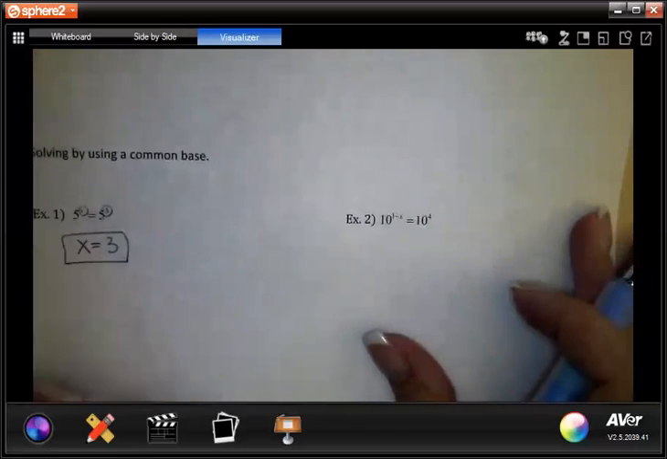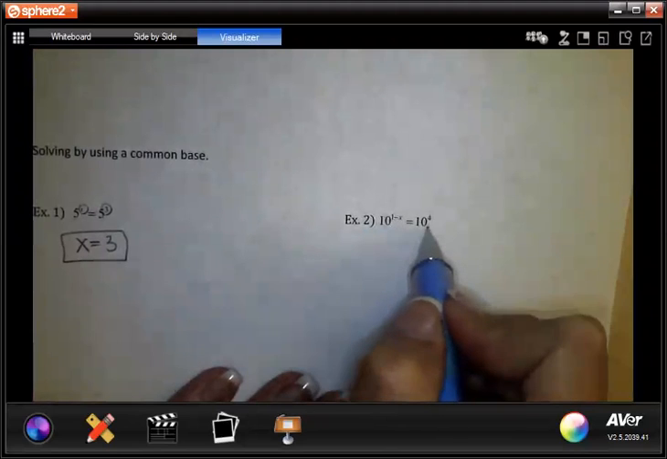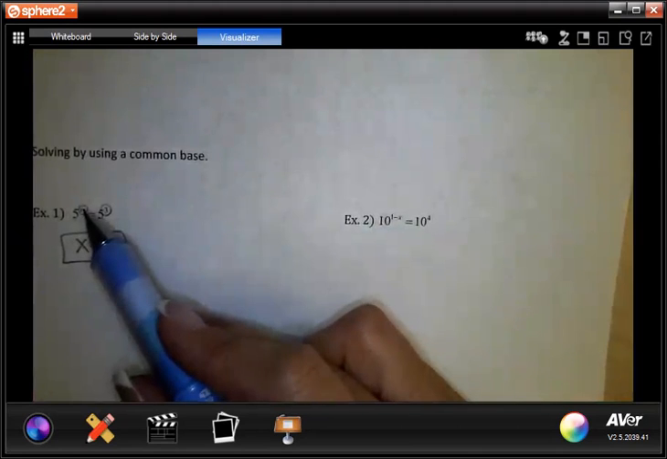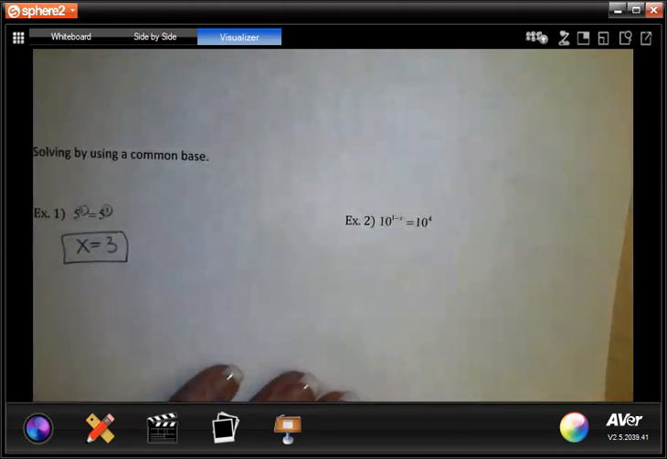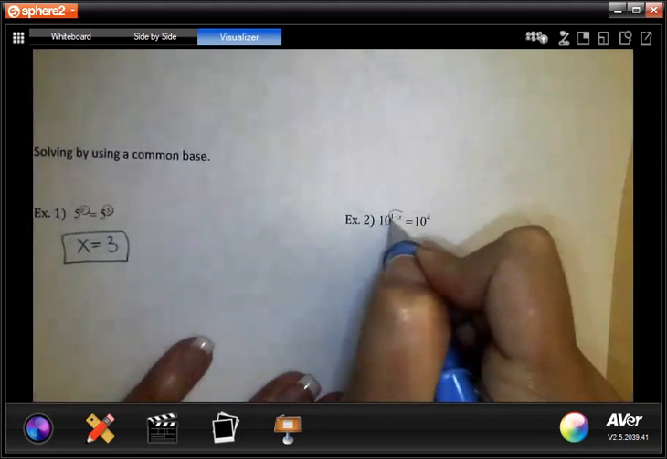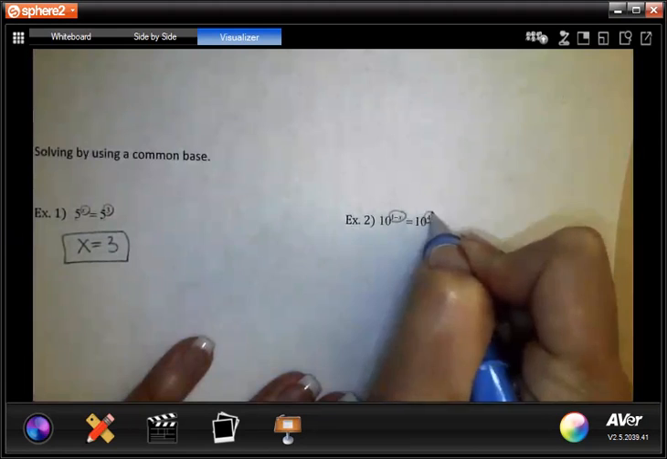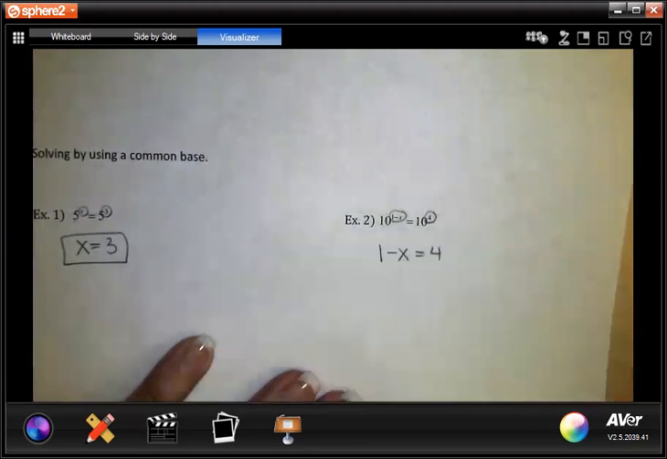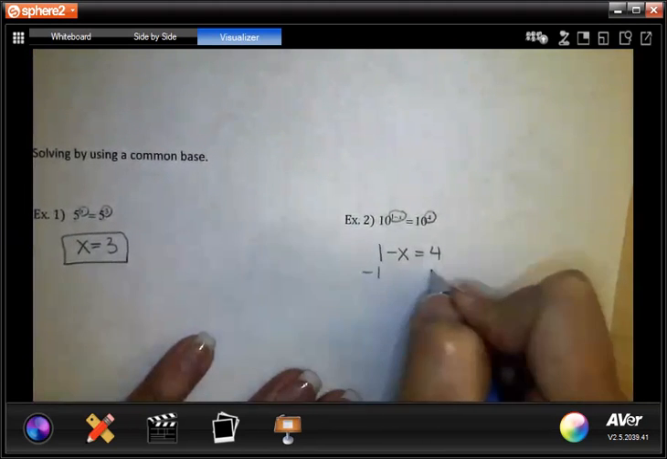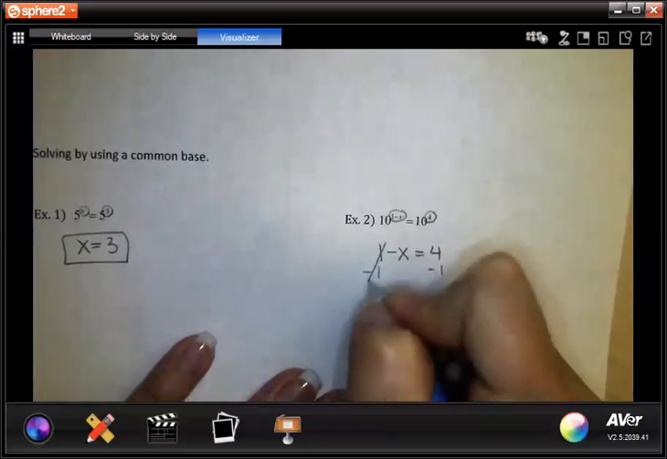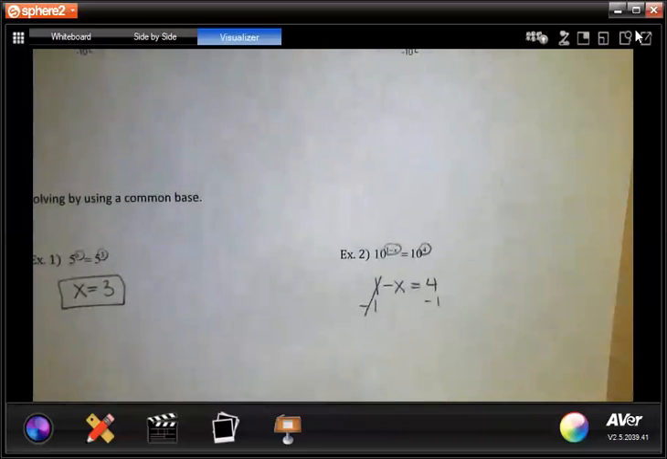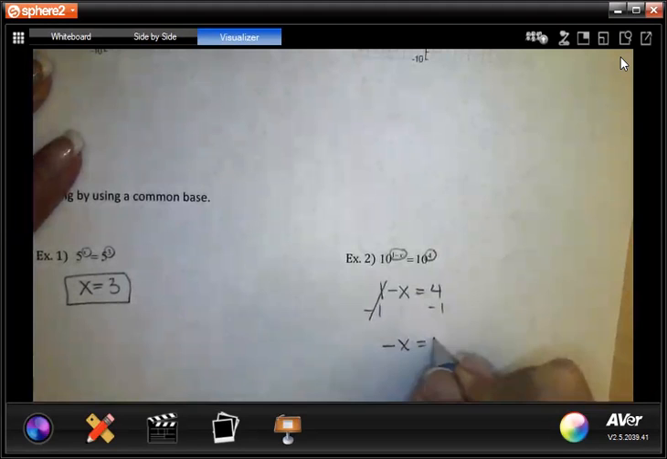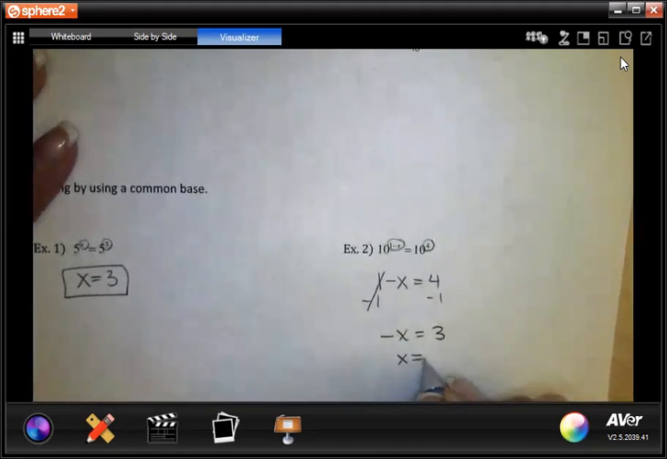For the second example we see here, it says 10 to the 1 minus x equals 10 to the 4th. Just like we did on this one, we knew that this side had to be 3 because that's the only way they would give you the same exact value. Well, that's going to be true here. This 1 minus x has to be equal to 4 since they both have the same base. So all we have to do is take this 1 minus x and set it equal to 4. I then can solve like normal, so I subtract the 1. I get negative x is equal to 3, and so x is equal to negative 3.